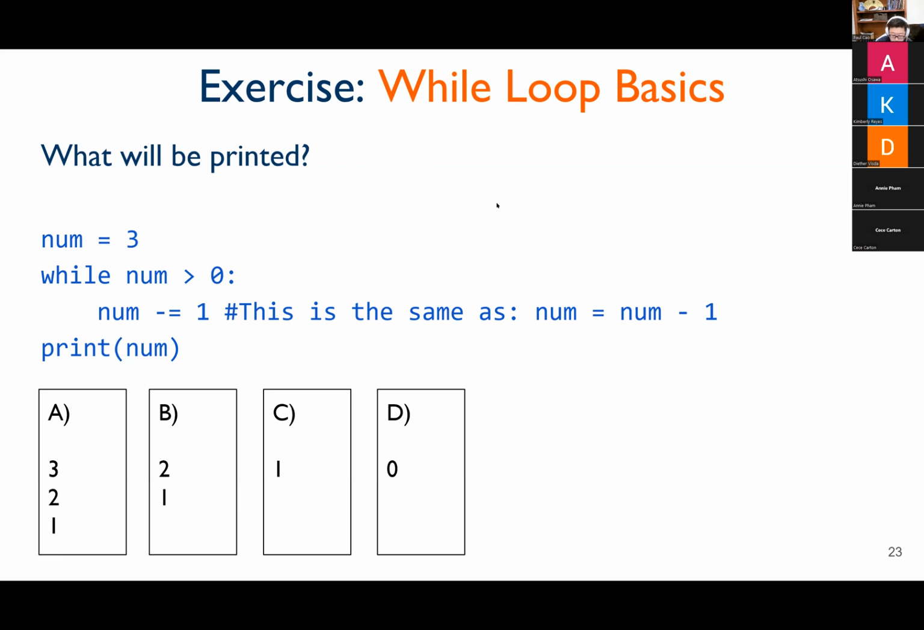Let's check. So num used to be 3. While num is bigger than 0, in the first round, num becomes 2. 2 is still bigger than 0. And then num becomes 1. 1 is still bigger than 0. And then num becomes 0. When num becomes 0, you are out of this while loop. That's when you print out num, and you're going to see D, not C, but D. For those who say it's going to print out 2 and 1, you are assuming this print is inside the while. It's not.